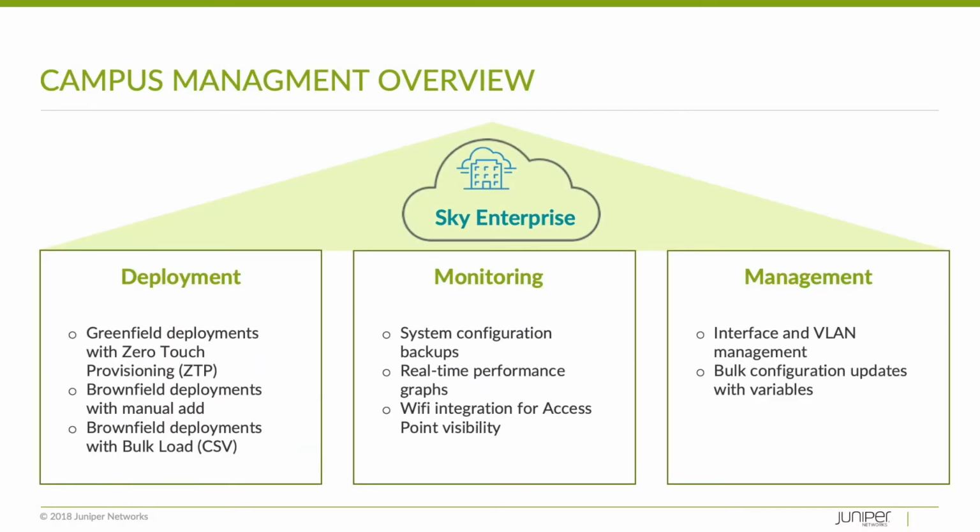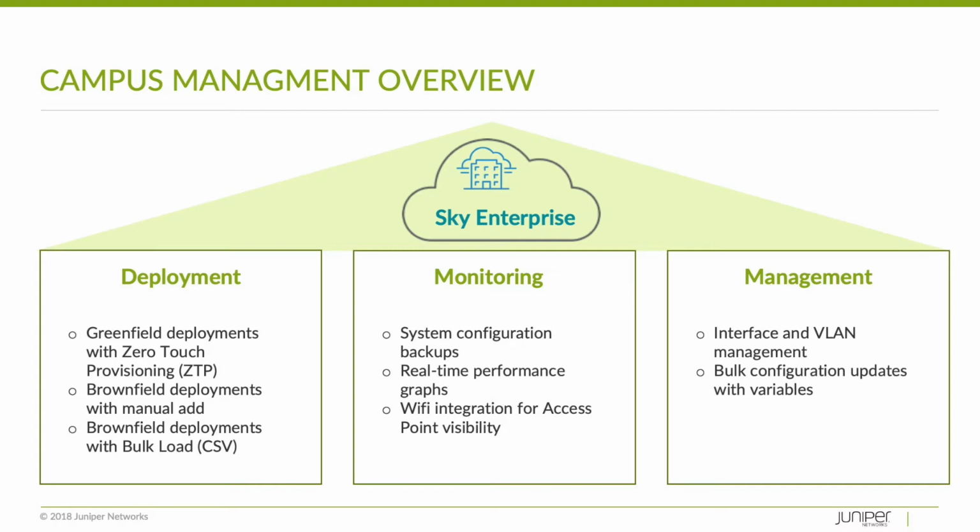Now let's take a look at the key features in Sky Enterprise for campus management. A logical starting point for campus management is deployment. And here we have features for adding new devices into the network and connecting them to the platform. Plus, we have options for adding existing brownfield devices. This can take the form of manually adding devices one by one, or the option of bulk loading many devices in one action.